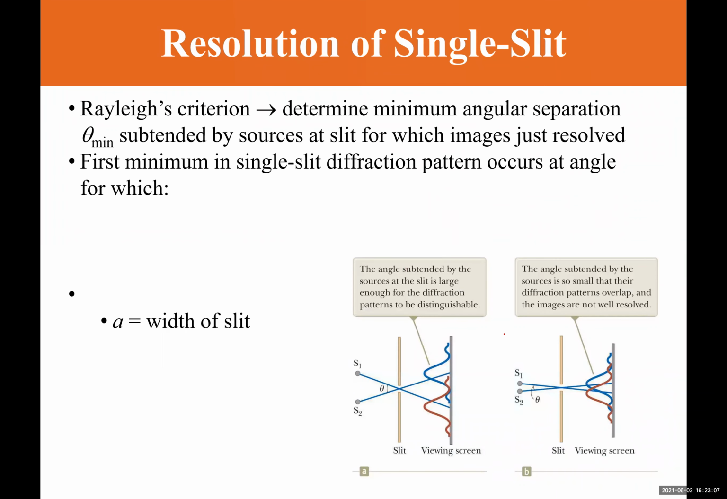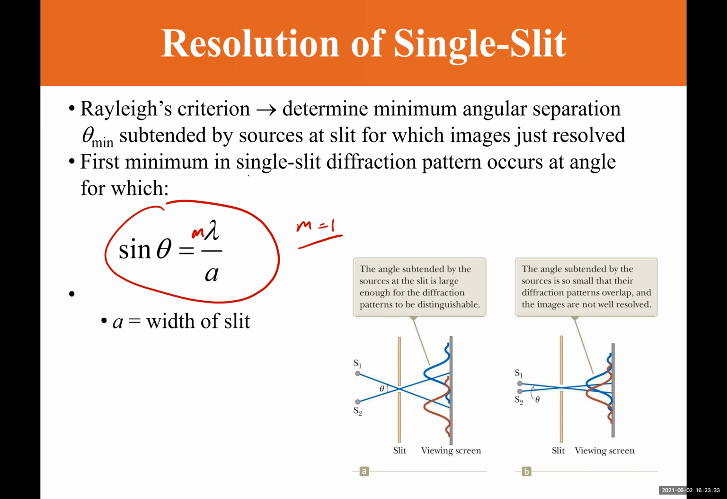All right. So that's kind of what we have in this image. That means the Rayleigh criterion to determine minimum angle of separation, theta minimum, subtended by sources at slit for which images just resolved. First minimum in single slit diffraction patterns occurs at an angle for which we have the sine of theta. Remember, this is sine of theta equals m times lambda over a, but we're taking m equals 1 for this to be the first minimum, and a being the width of the slit.